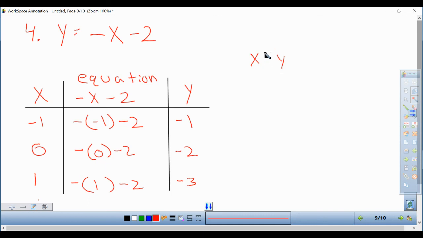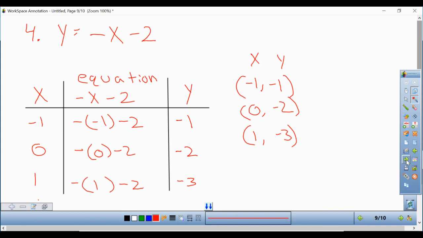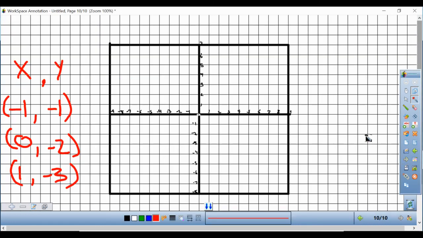So my x, y values, when x is negative 1, y is negative 1. When x is 0, y is negative 2. And when x is 1, y is negative 3. And we are going to graph those coordinates on the plane.